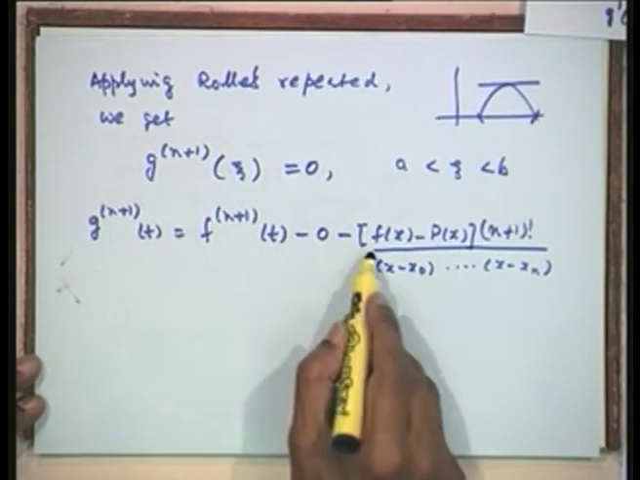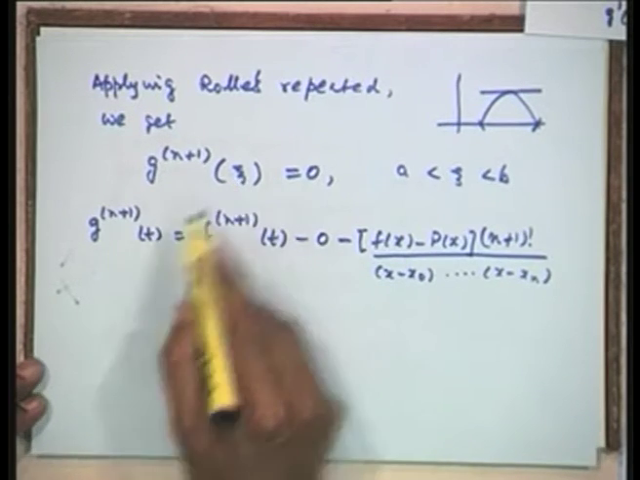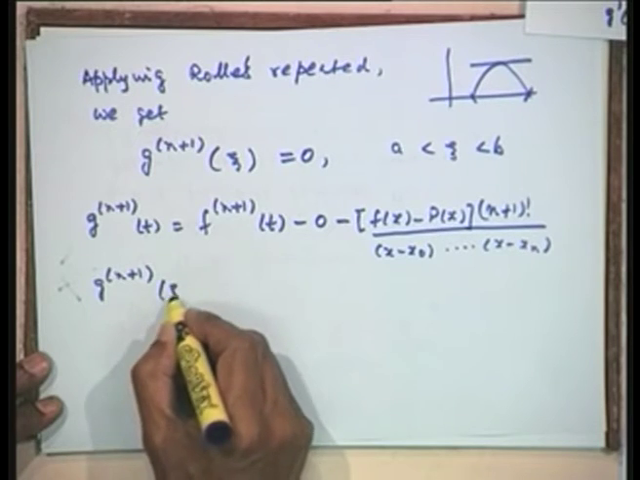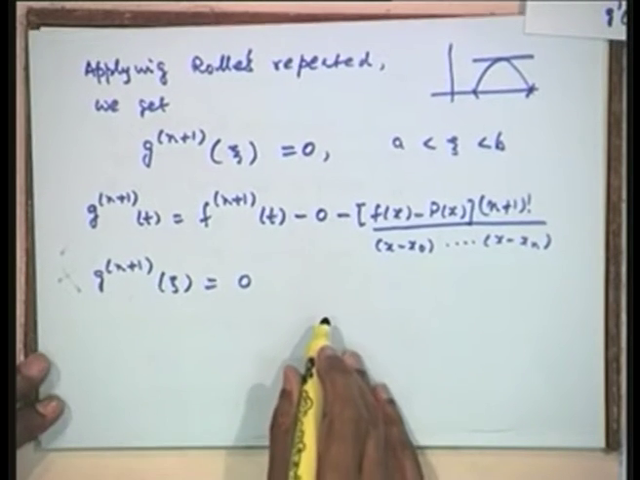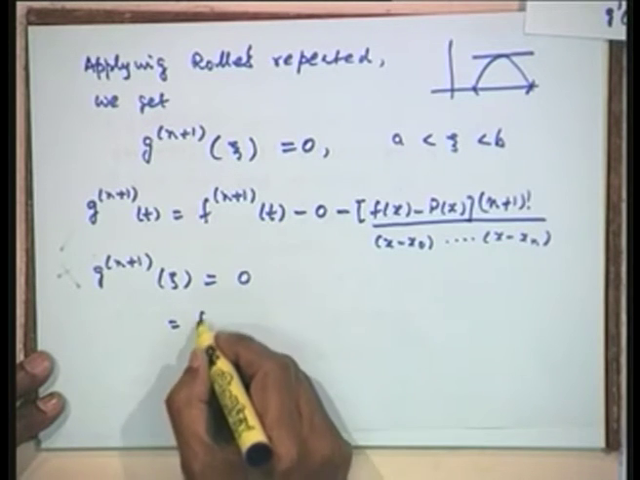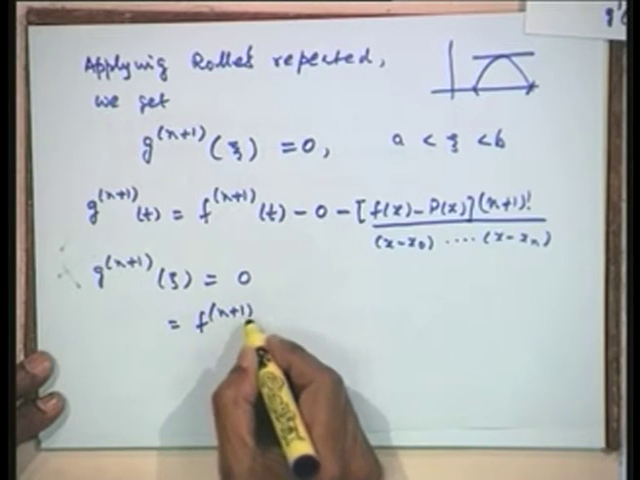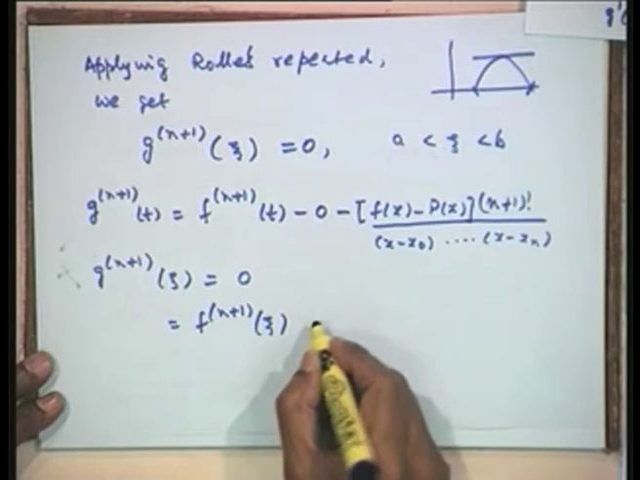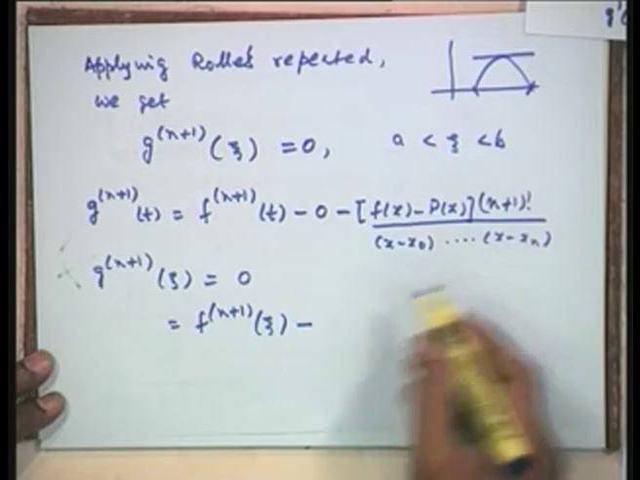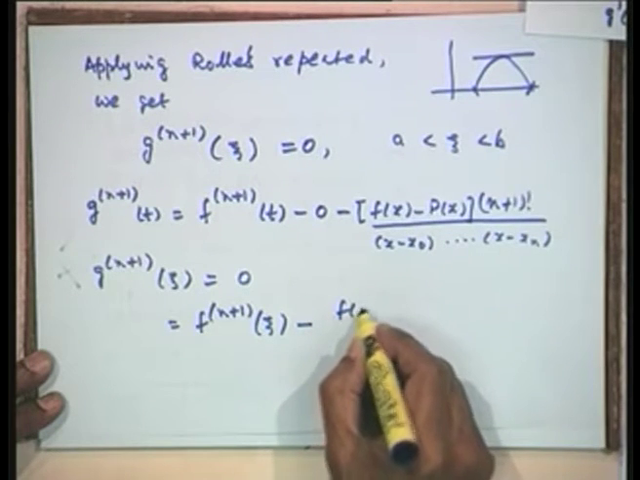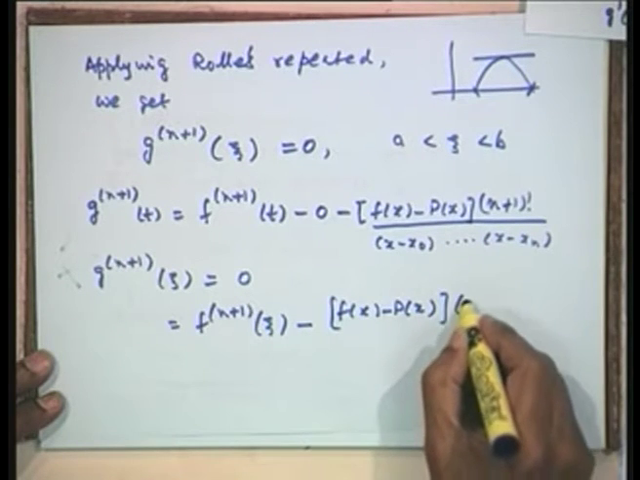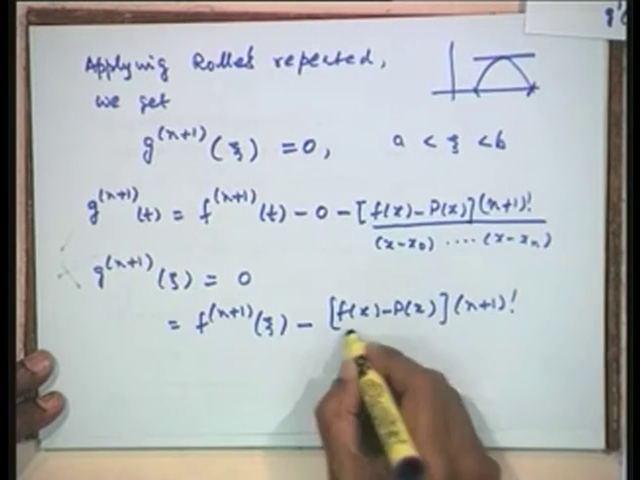Now this expression is 0 at xi, therefore g n plus 1 of xi is equal to 0, and that will be equal to, let us now put here f n plus 1 of xi minus, there is no t here, so this stays as it is, f(x) minus p(x), times n plus 1 factorial.